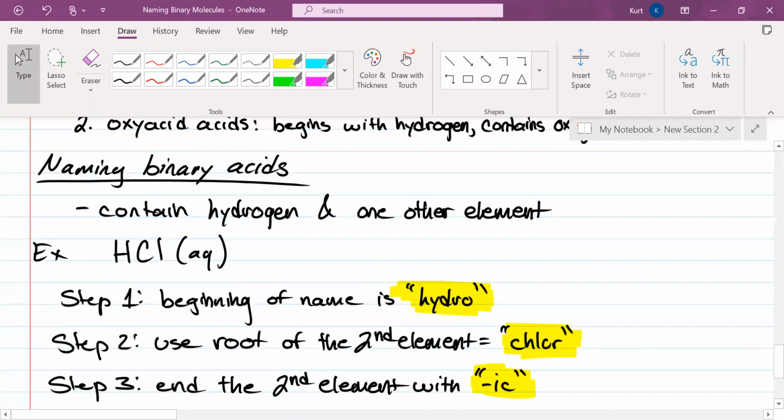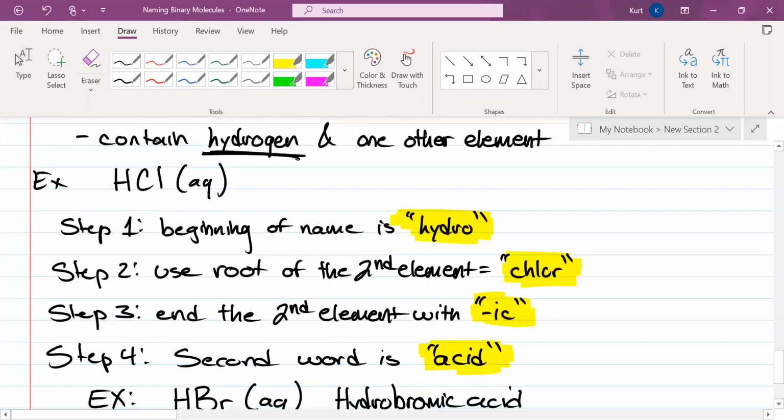Yesterday, I was teaching you how to name binary acids. Bi means two, and if it is an acid, there's two things that you must consider. One of the two elements is always going to be hydrogen, always. The other is going to be an atom or a polyatomic ion that does not contain oxygen.